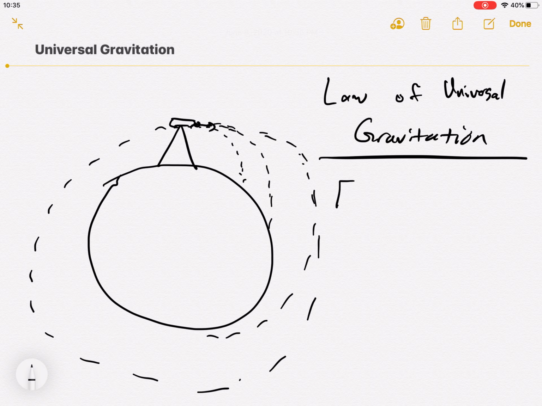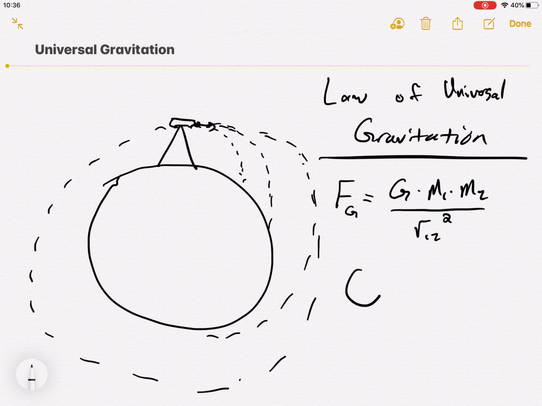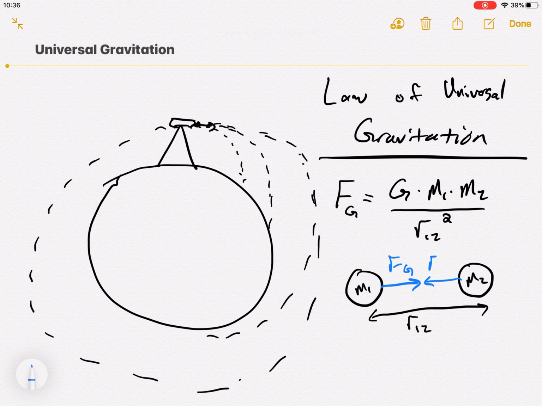So he wrote this law this way: I like to say F sub capital G equals G M1 M2 over R12 squared. All right, where M1 and M2 are the masses of these two different objects. So let's call them M1 and M2. R12 is the distance that separates them. All right, so we could go center to center here. R12. And that force is on both of them. It's attractive always. And I've got Fg from 2 on 1 this way, and Fg from 1 on 2 this way. So they're an action-reaction pair.